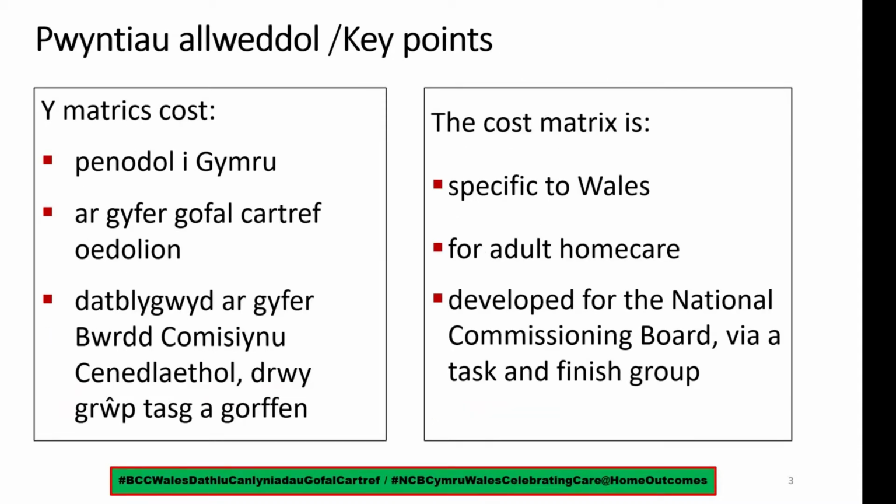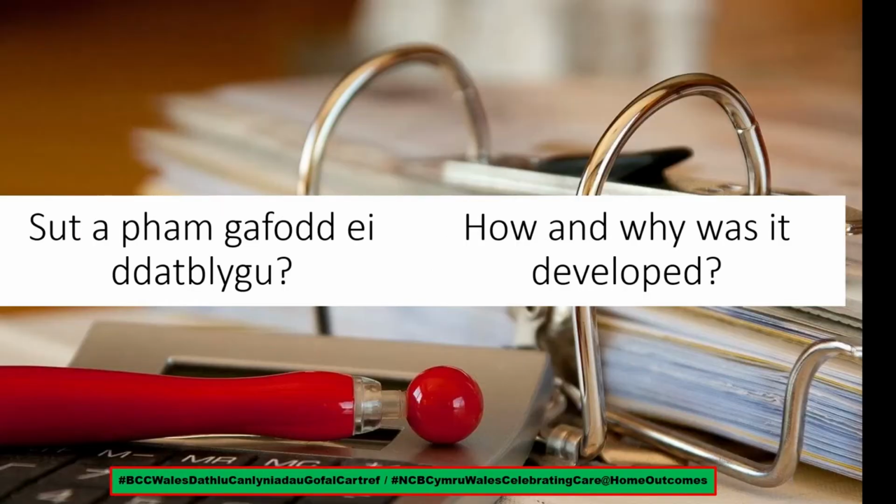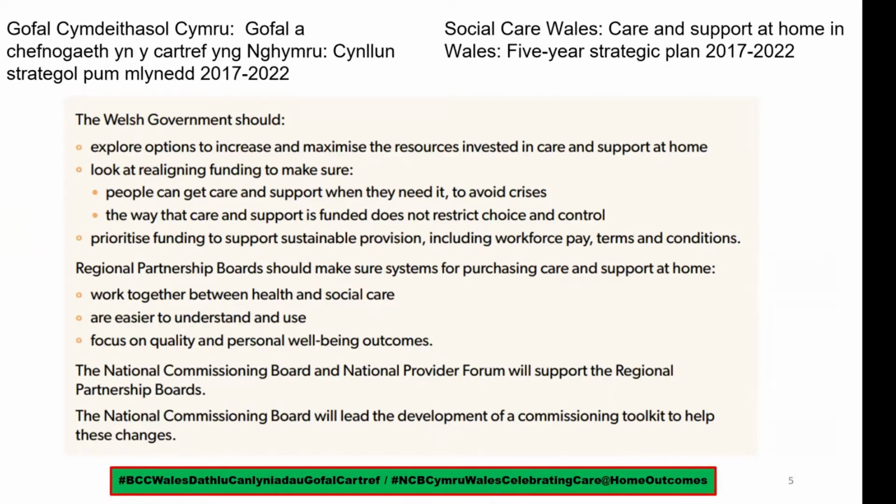We would like to emphasise that the cost matrix is specific to Wales, and as we will see in more detail later, it does take into account Wales-specific factors, and it was developed with input from home care providers in Wales. It's designed for adult home care, aka domiciliary care, and it was developed for the National Commissioning Board by a Task and Finish group, which Peter and I participated in. So why did we develop the matrix and how did we do it?